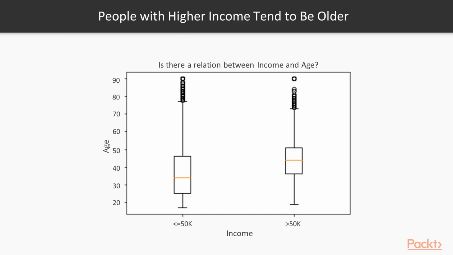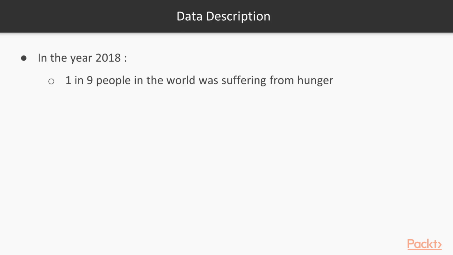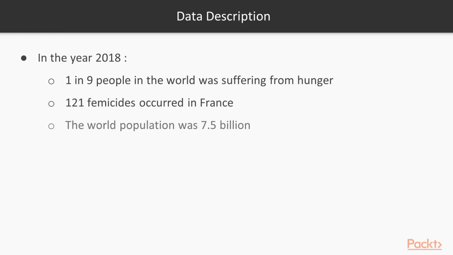Among this information, we could find such sentences. In the year 2018, one person out of nine in the world was suffering from hunger. 121 feminicides occurred in France, and the world population was 7.5 billion people.